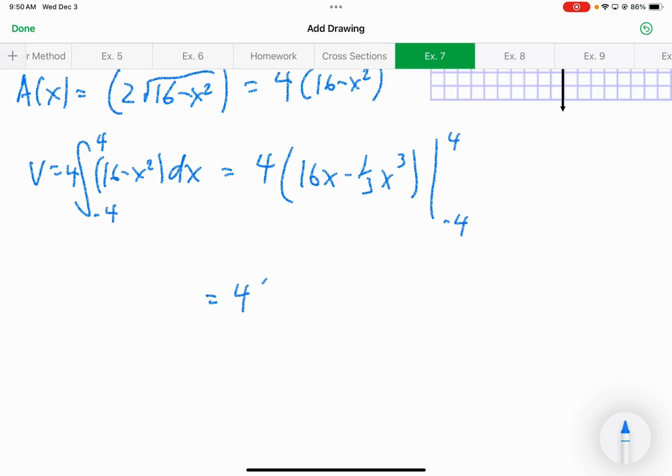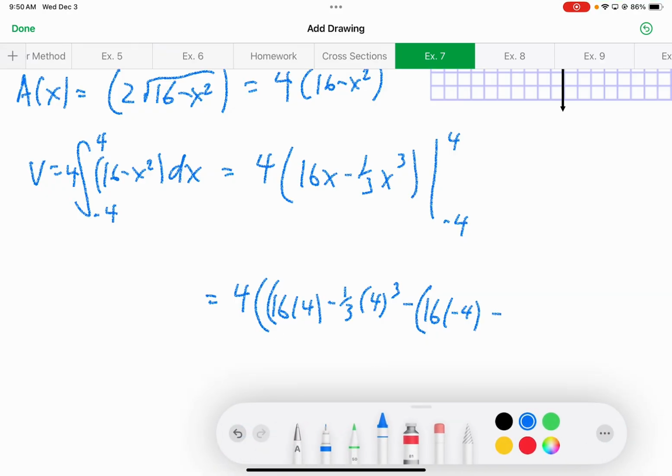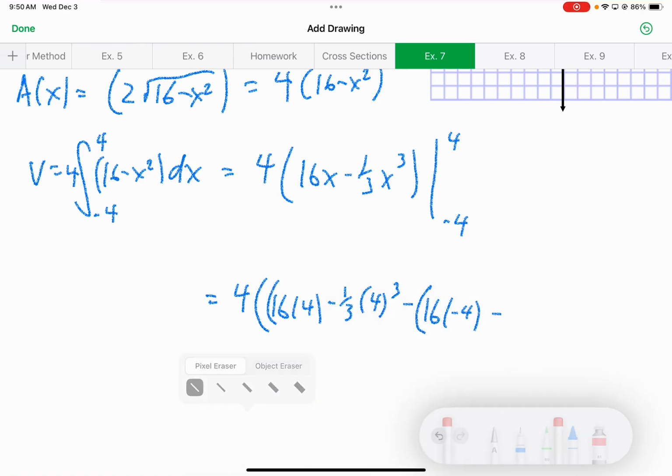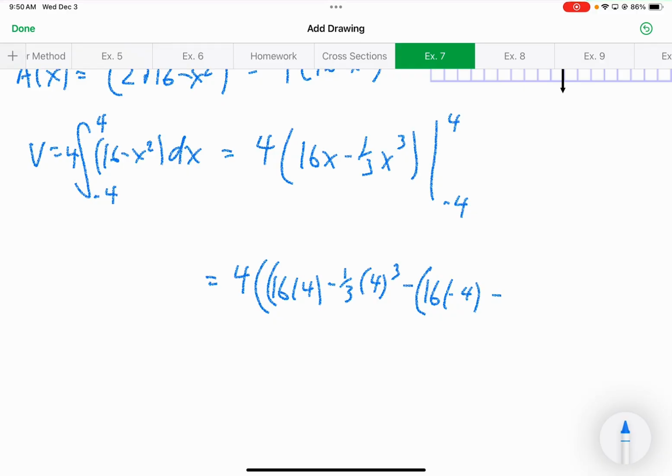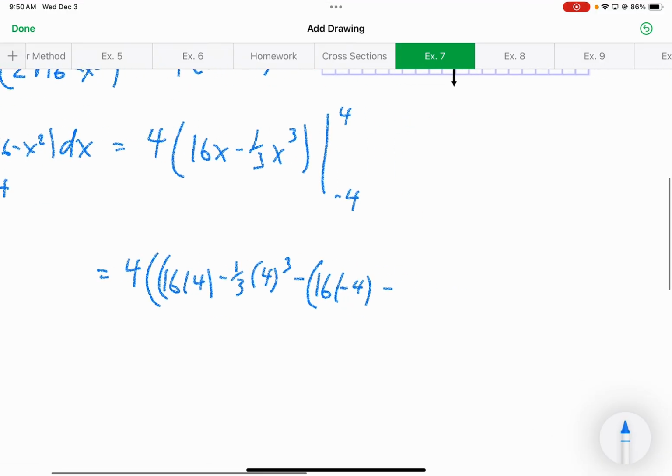All right, so then 4, and then 16 times 4. I'm not going to go too fast. Minus 1/3 times 4 cubed minus 16 times -4. And then minus, no, that should be a positive 4 there. Sorry. No, that should be a -4. It should be negative. I'm so sorry. Okay, and then, so plug in -4. So then 16 times -4 minus 1/3 times -4 cubed. A lot of parentheses there. We okay with what I did though? Plugged in 4 and then subtract, plug in -4.